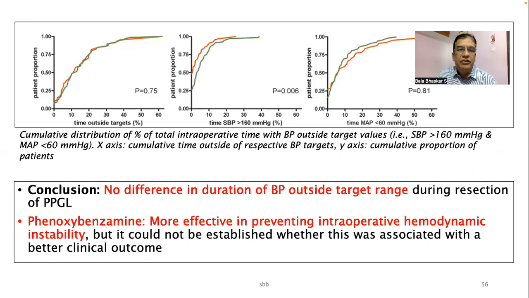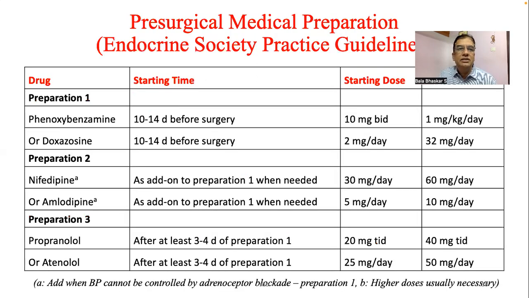Basically, they found that there was no difference in the duration of blood pressure outside the target range during the resection of the PPGL, whether you give phenoxybenzamine or doxazosin. The only thing they found was that phenoxybenzamine was more effective in preventing intraoperative hemodynamic instability. But the outcomes in terms of patient recovery or stability in the postoperative period were the same in both sets of patients.